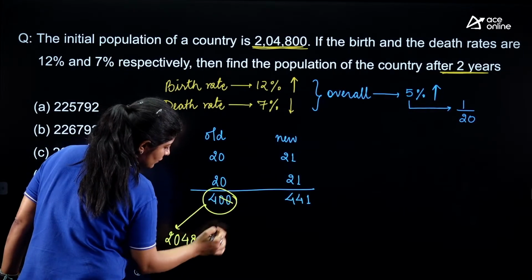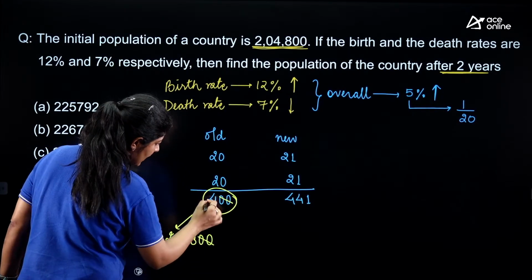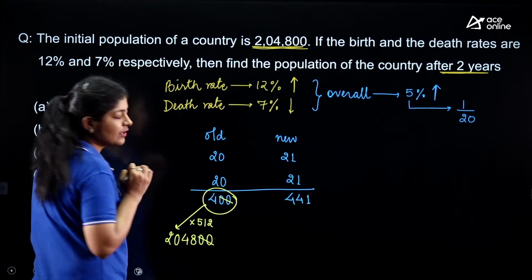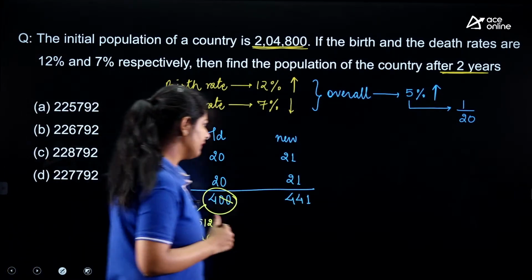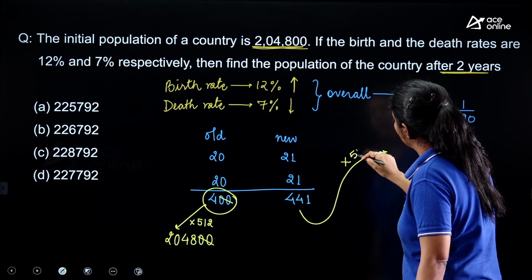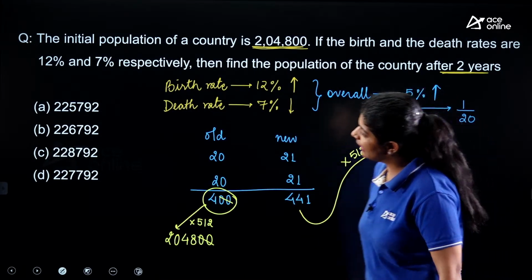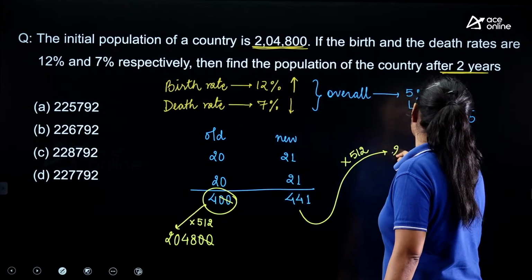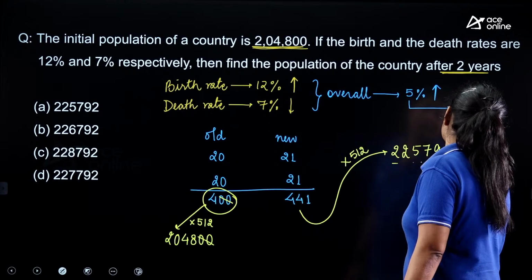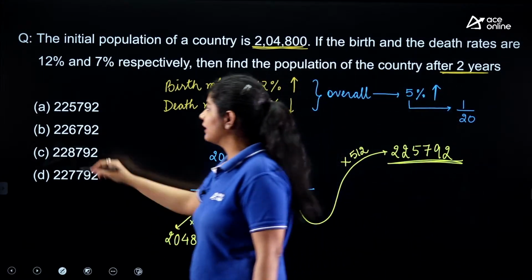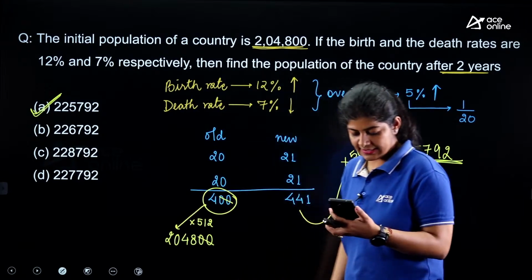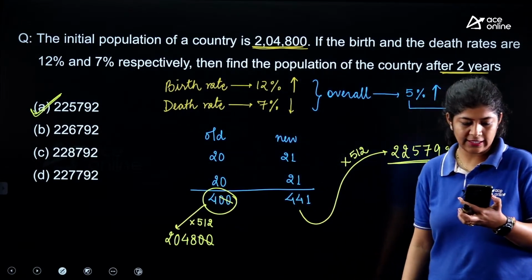So these two zeros and these two zeros are eliminated. Here we have 512, so it is a multiple of 512. Now if you multiply the same thing by 512, you will get the answer 225792. Option number A is the correct one, right?